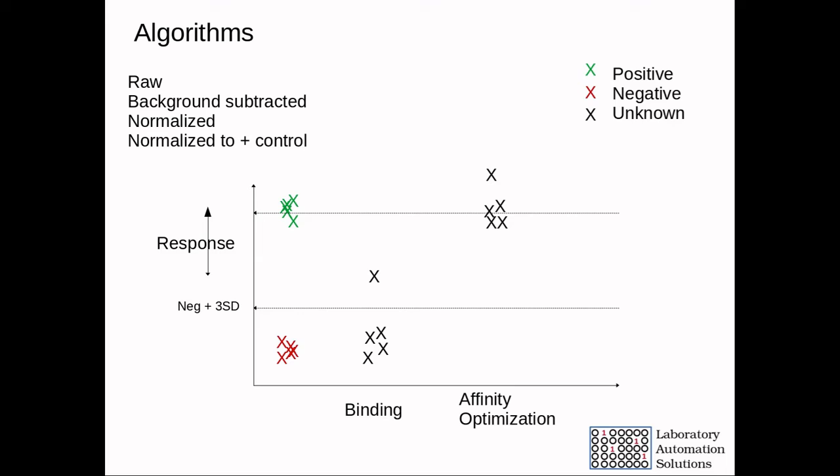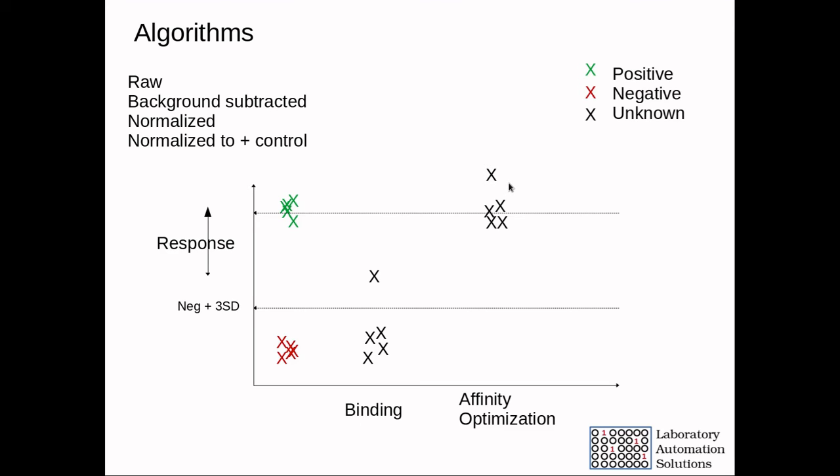Once controls have been identified, algorithms can be implemented to identify hits. First, responses are background subtracted and then normalized either to the highest signal on the plate or to the mean of the positive control. In a binding assay, a threshold can be set at the mean of the negative controls plus or minus 2 or 3 standard deviation units. Anything above the threshold is a hit. For assays similar to affinity optimization, the mean of the positive controls, which would be the parental antibody, is used as a threshold, and anything with improved binding above this mean would be considered a hit.